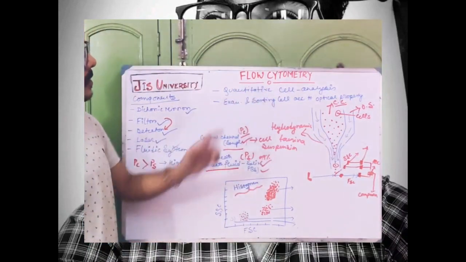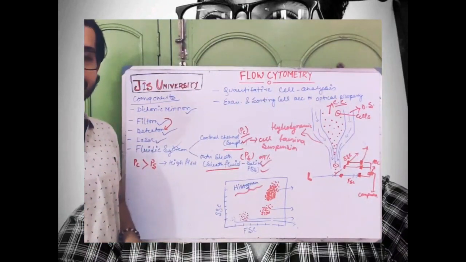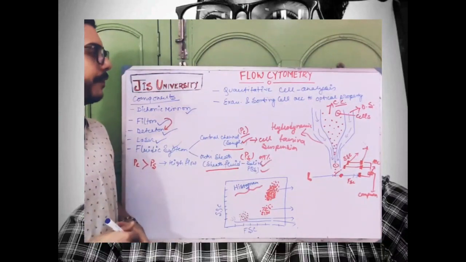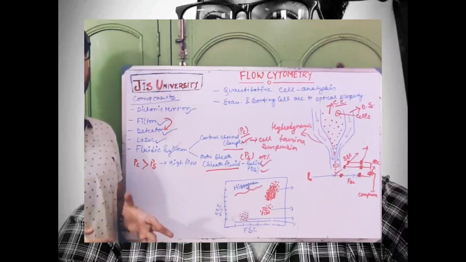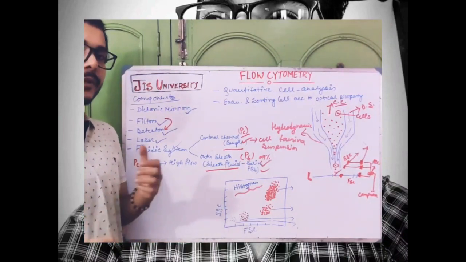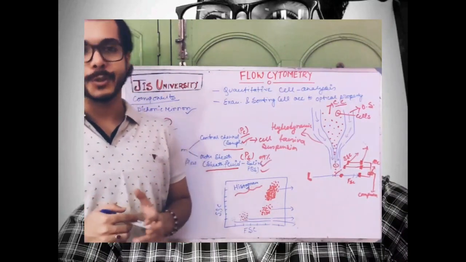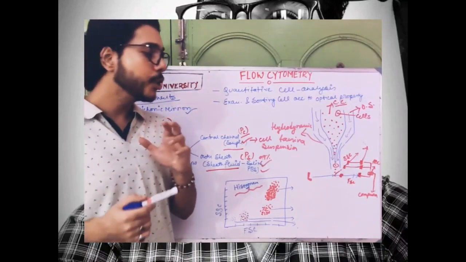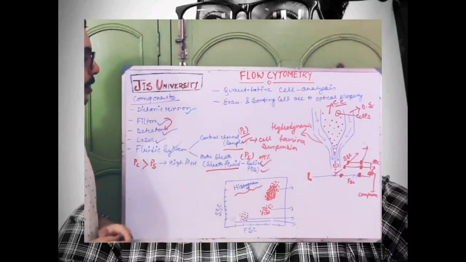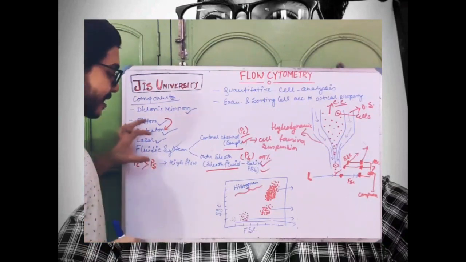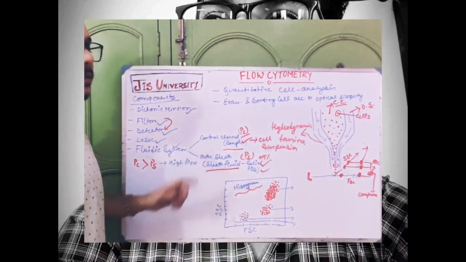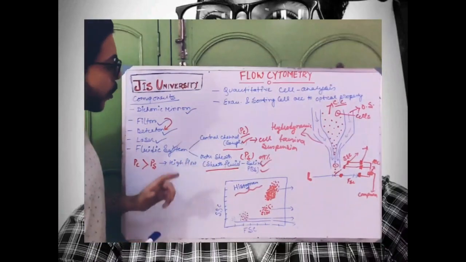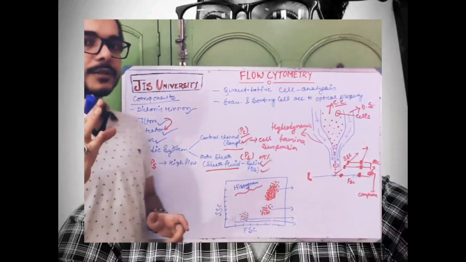So in the name itself, it is written flow cytometry. Cyto means cell, and flow, so cells are in flow. If it is flow, that means some kind of fluidic system or some kind of fluid will also be associated with it. This fluidic system is basically of two types: the central channel and the outer sheath. I'm just interrupting here.